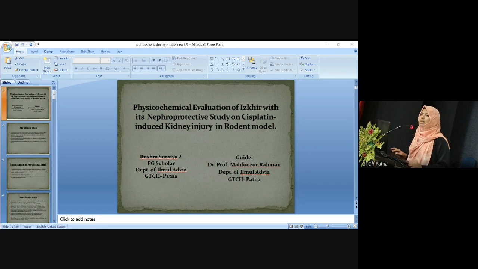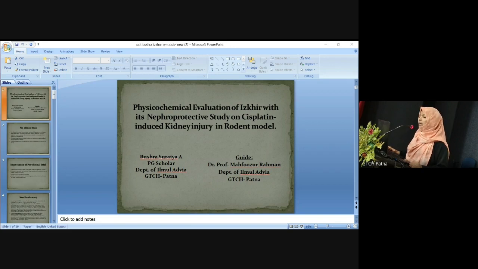So before I start with my synopsis, I'd like to tell what is preclinical trial. Basically, in the Advia department, we are doing preclinical trials. Clinical trial, everyone is aware, is specifically done on human beings, and it is done on drugs which have already been tested on animals. Those experiments are nothing but the preclinical study, which is done in the Advia department, what we are doing now.